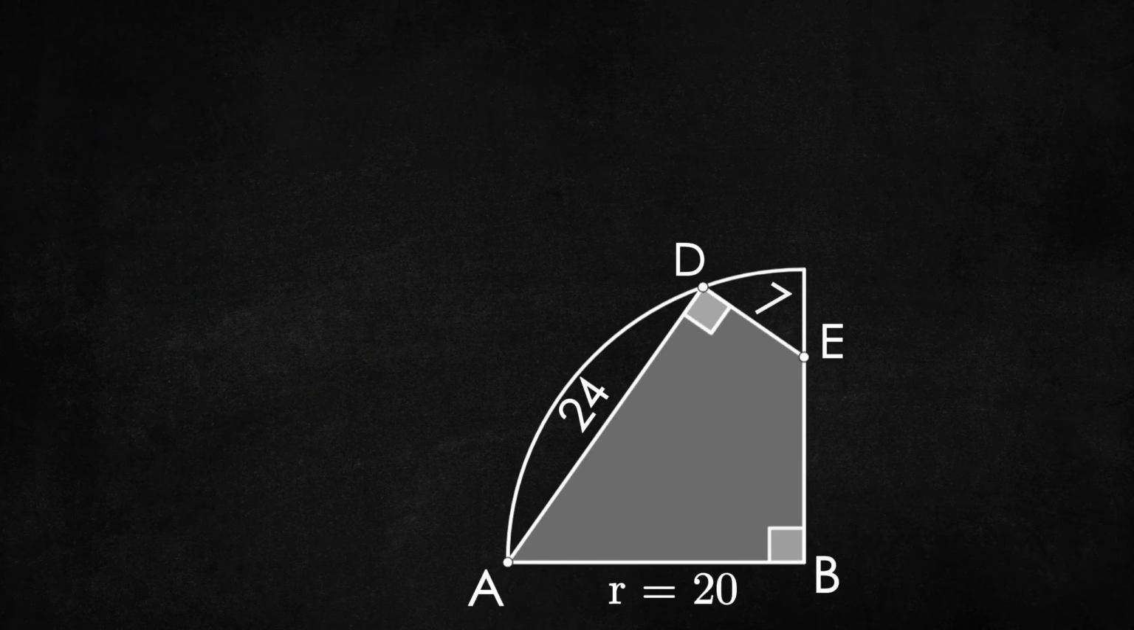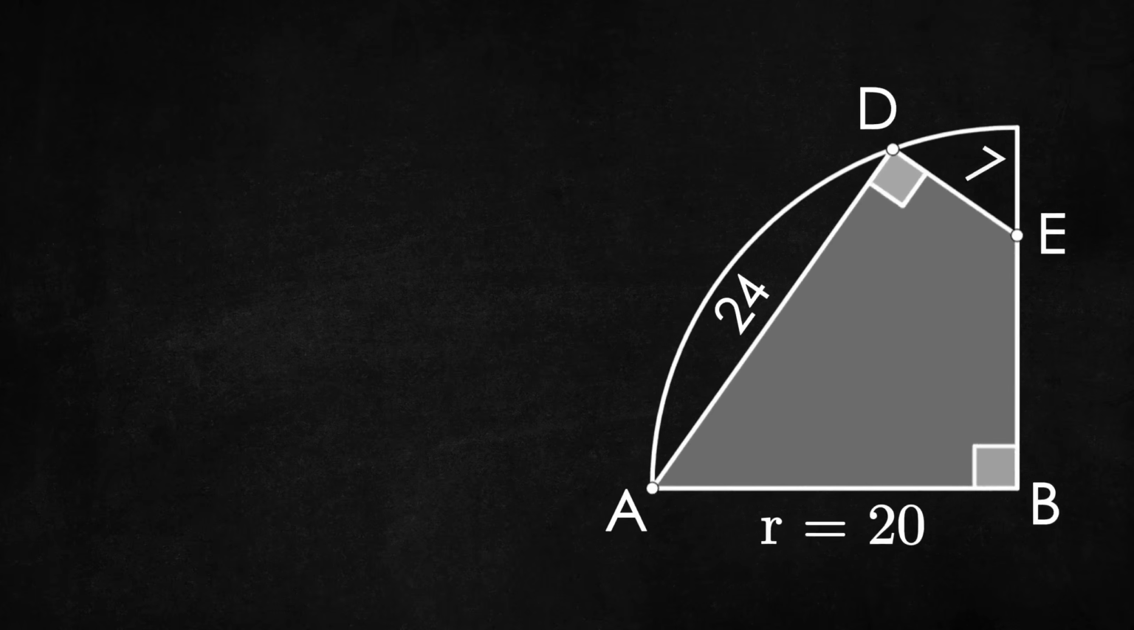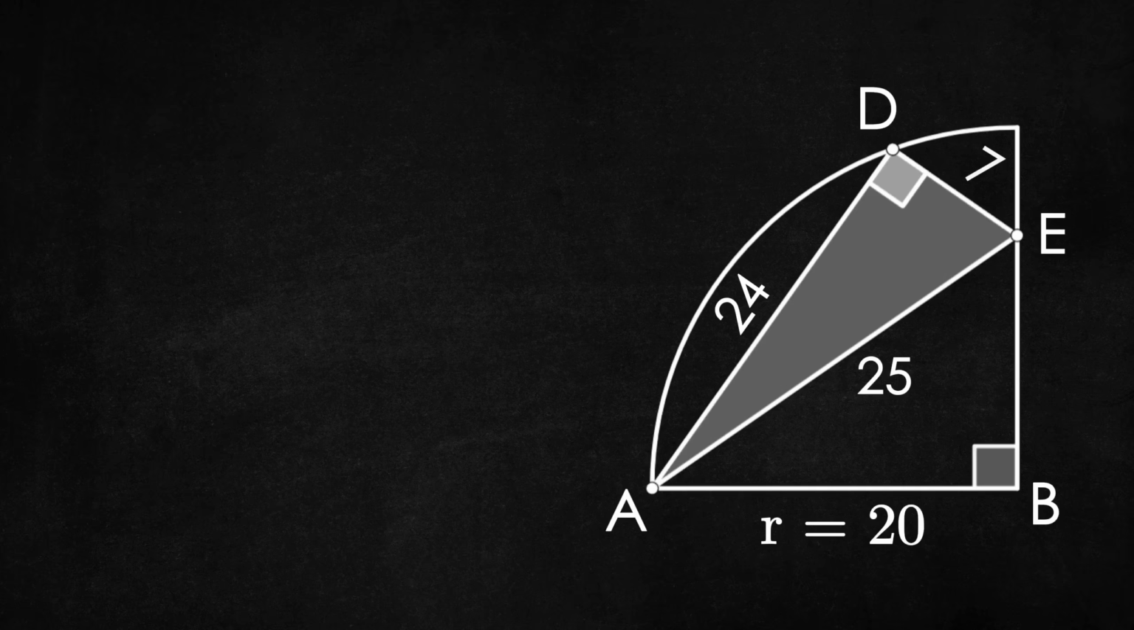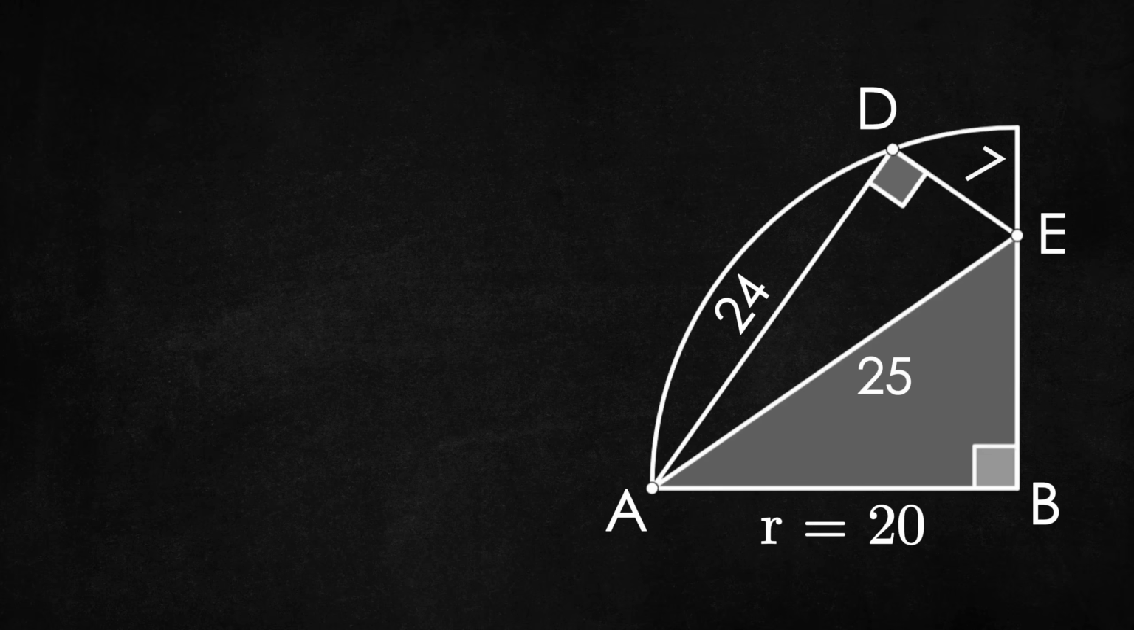Let's revert back to our original figure. We already solved the length AE from earlier, which is 25 units. This segment divides the shaded region into two right triangles, triangle ADE and triangle ABE. But before we can solve for the area, let's find the length BE first using the Pythagorean theorem.